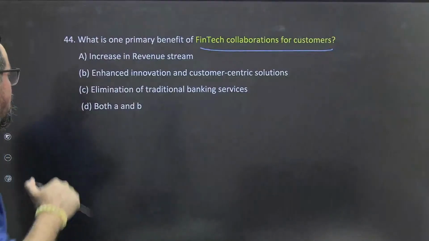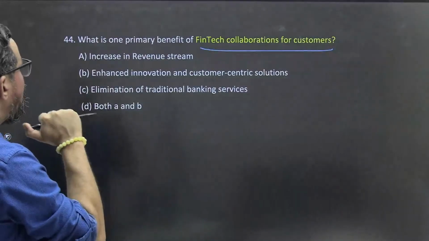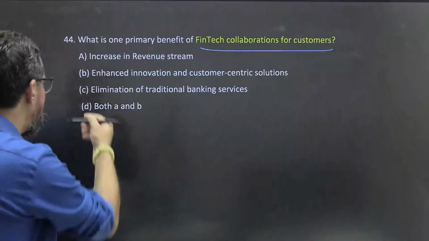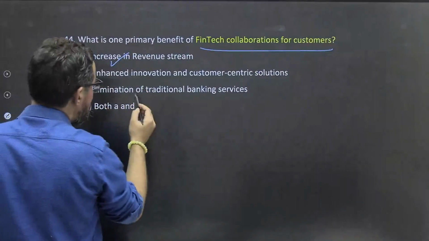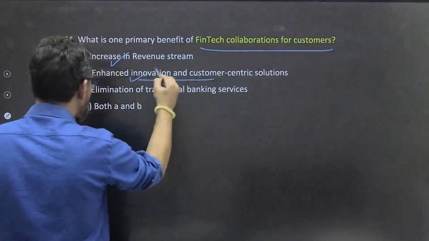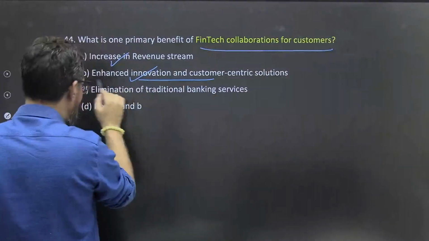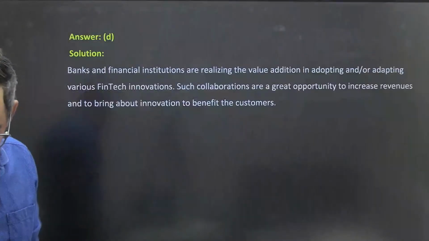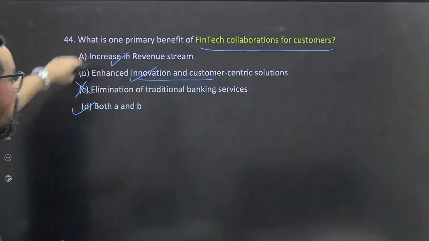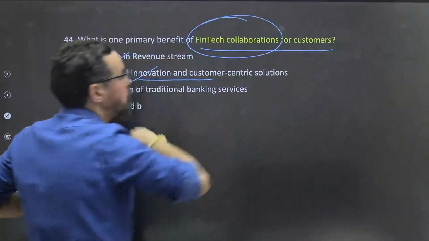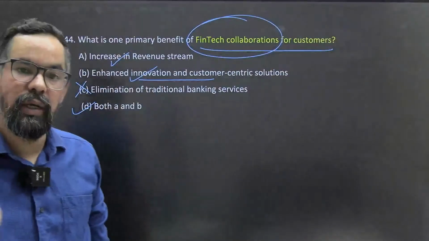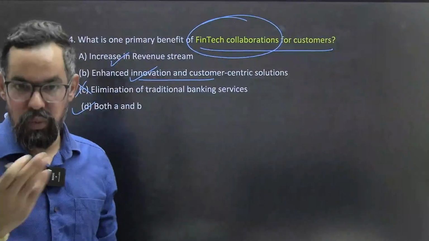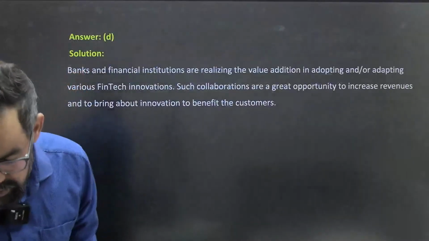Chalo, next one, guys. What will be your correct answer? Which is a benefit from tech collaboration for the customer? Increased revenue streams, true. Enhanced innovation and customer-centric solutions. Elimination of traditional, no, this is not. So option D, both A and B, will be the right answer without any doubt. D, Ramakrishna sir, D. See, why are we using fintech in the banking system? If customers have good experiences, we can onboard more customers and we can generate or increase our revenues also, right?